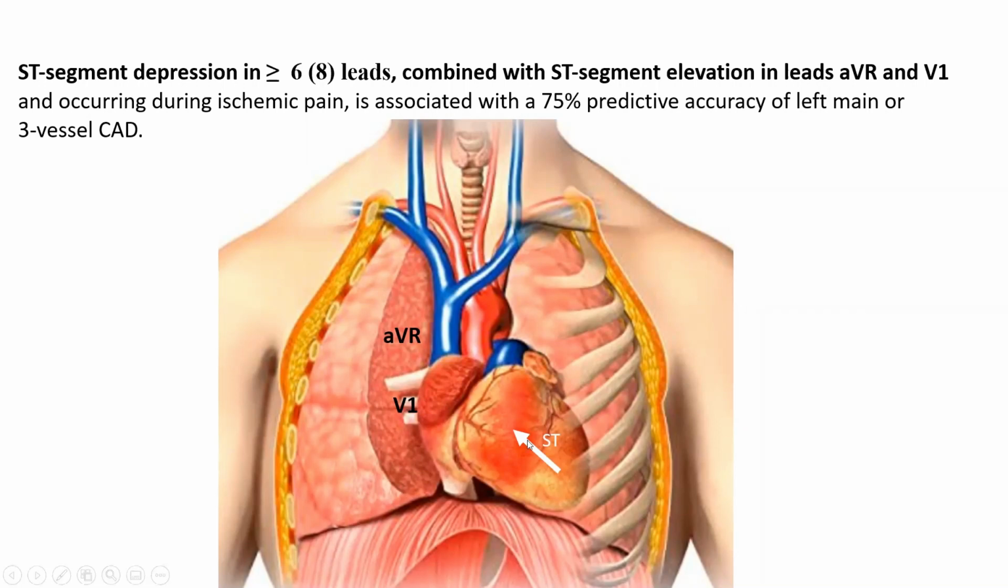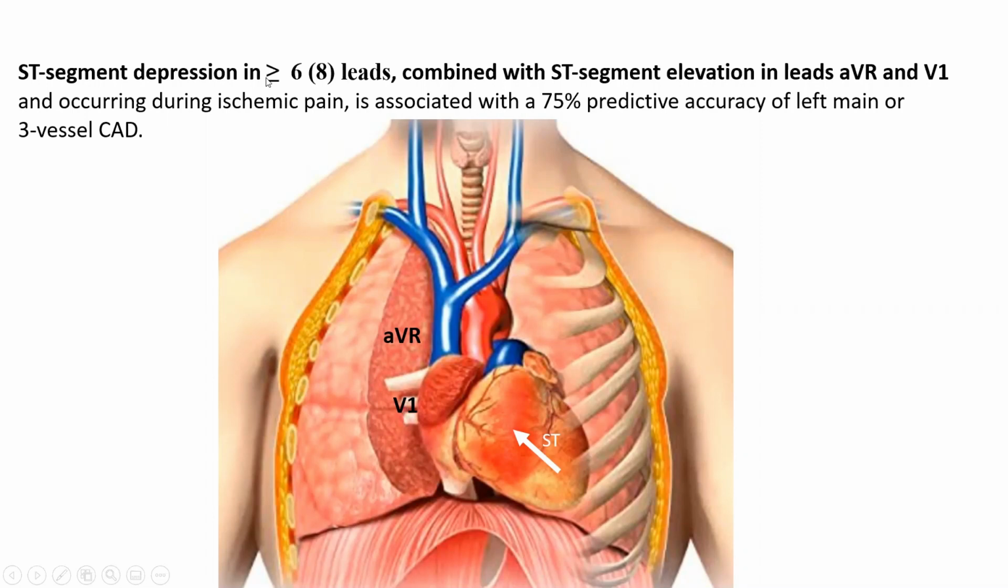It's the same thing that happens in pericarditis. In pericarditis, the axis of ST is going the opposite way, going toward the heart, and therefore you get ST elevation everywhere and you get ST depression in AVR and V1. Okay, so that diffuse ST depression implies diffuse subendocardial ischemia with ST elevation in AVR and V1.